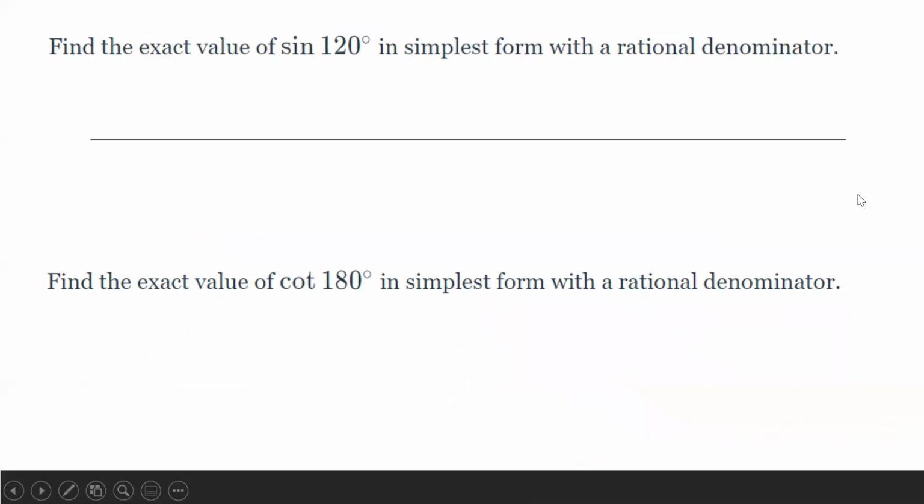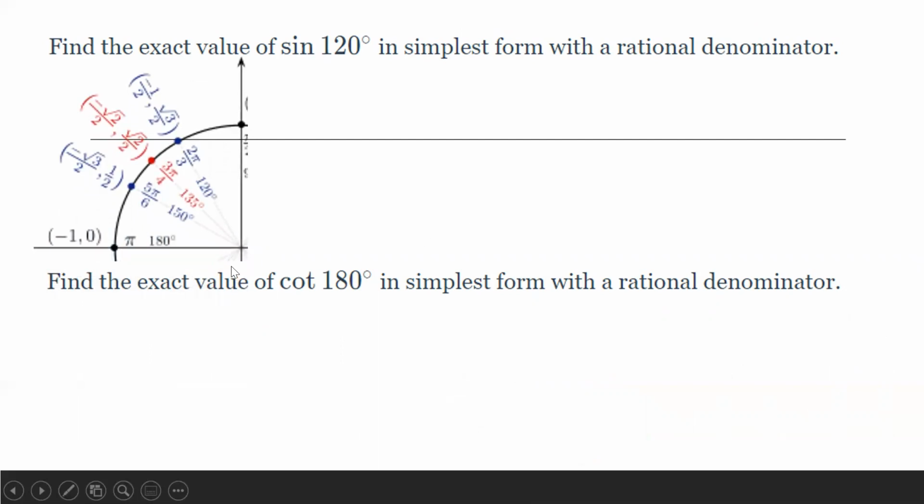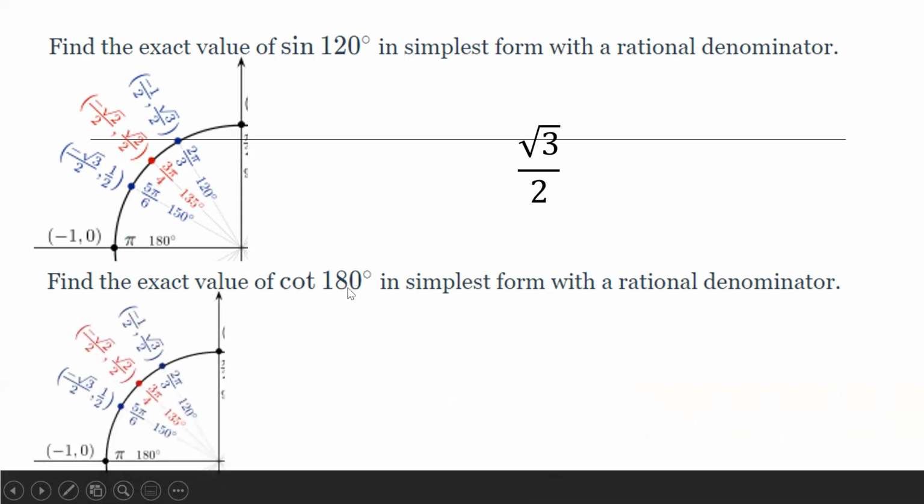So let's do the you try. Go ahead, pause the video, try this example. Okay, here we go. So sine of 120, again, sine is the y value, so that would be radical 3 over 2 at 120. Find the exact value of cotangent of 180. You can do your reciprocal, your quadrantal angles. So that's the x over the y. So you would get negative 1 over 0, which is undefined. Okay. And that's, my friends, why we needed our good old unit circle.